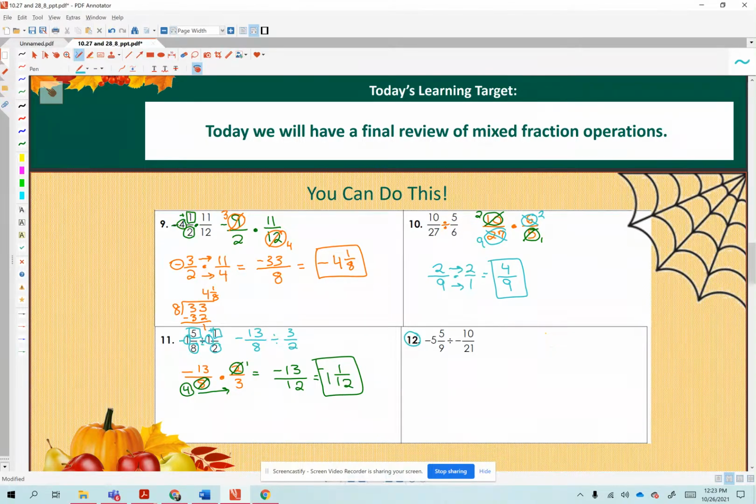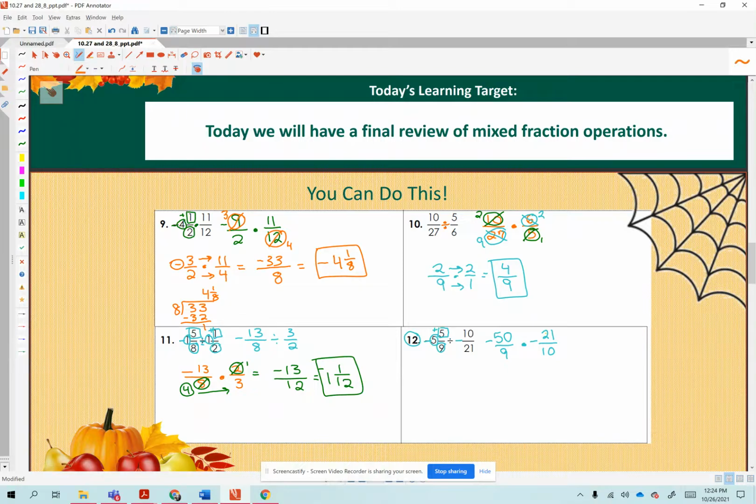Okay, now we're ready to do number 12. We are dividing a negative by a negative. So our answer will be positive. First, we have to rewrite these mixed numbers as improper fractions. 9 times 5 is 45, plus the 5 in the numerator makes 50 over 9, and that's a negative number. And we're going to change the division to multiplication, keep the negative, and we invert that fraction to 21 over 10.